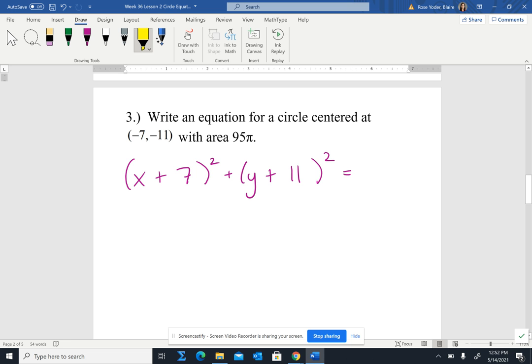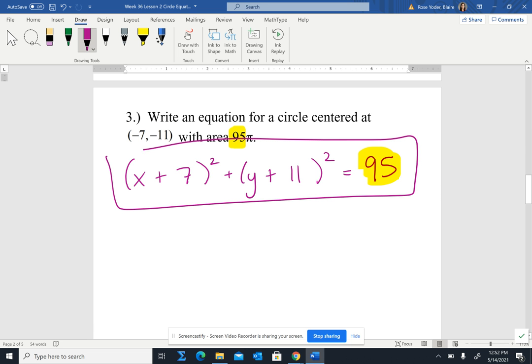And then remember what we just talked about with the area. If it's 95 pi, then the 95 is the radius squared, and I can just steal that and put it right in my equation. So that right there is the equation of our circle.